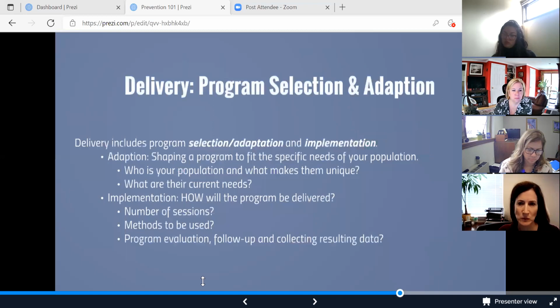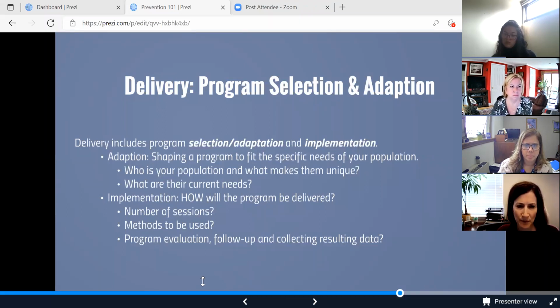Next, we're going to move forward into delivery. So how will you adapt and implement your program? In adaptation, we are shaping our program to fit the specific needs of our population. We understand what our population is and what makes them unique, what their current needs are, what current gaps are, and getting them the resources that are necessary.